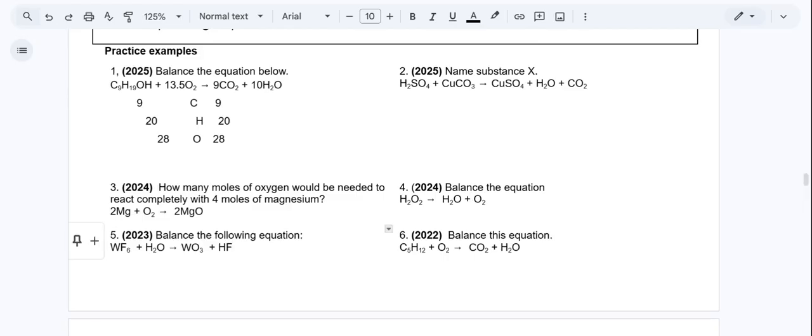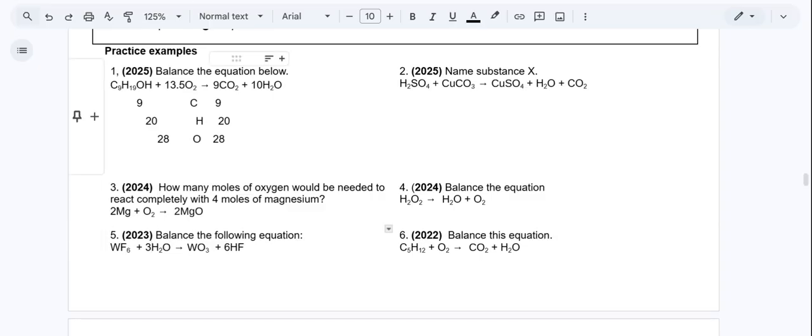Balance the following equation. So WF6, H2O, WO3, HF. So how many moles of the W do we have on the left? 1. How many moles on the right? We have 1. How many moles of F do we have on the left? 6. And on the right, we have 1. That probably suggests we can put a 6 in here because now the fluorines balance. In terms of the hydrogens, we've got 2 on the left. We now have 6 on the right. So if we put a 3 here, that'll balance out the hydrogens.